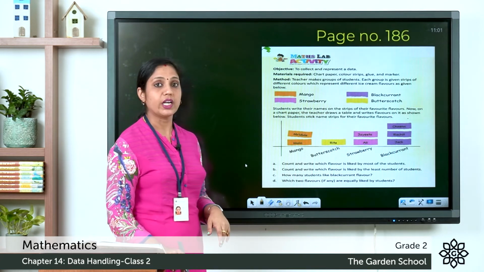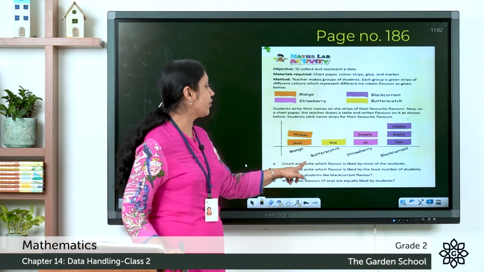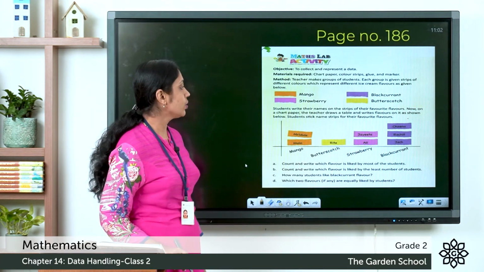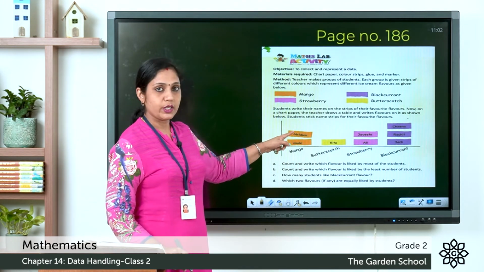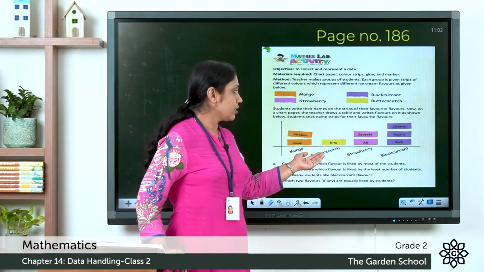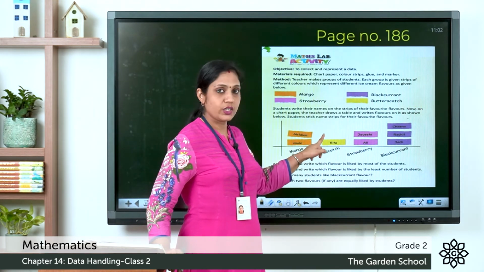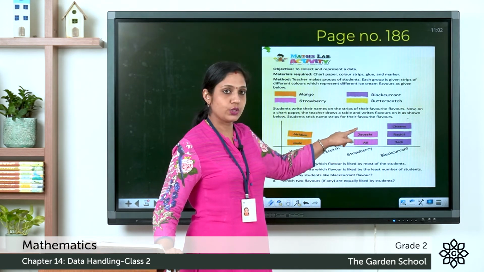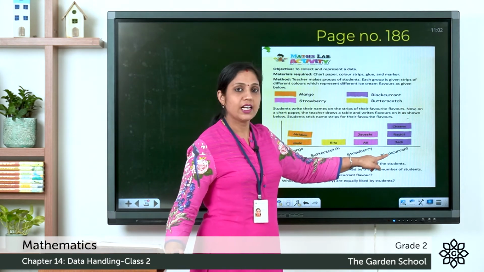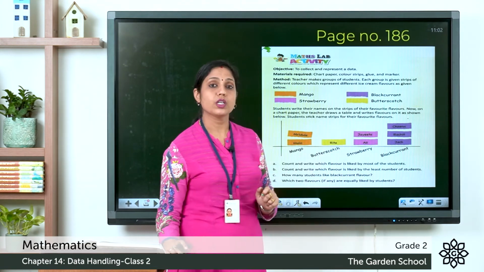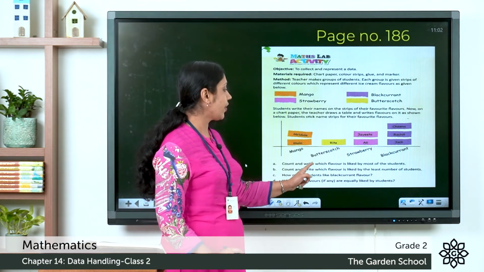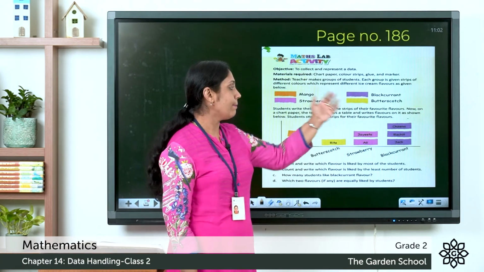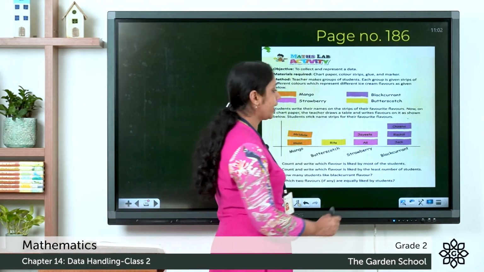Look at the first one, A. Count and write which flavor is liked by most of the students. So mango is liked by 2. Butterscotch is liked by 1 student, that is Rita. Strawberry liked by 2 students. Blackcurrant liked by 3 students. So what is our question? Count and write which flavor is liked by most of the students. It is blackcurrant. So you can write there blackcurrant.